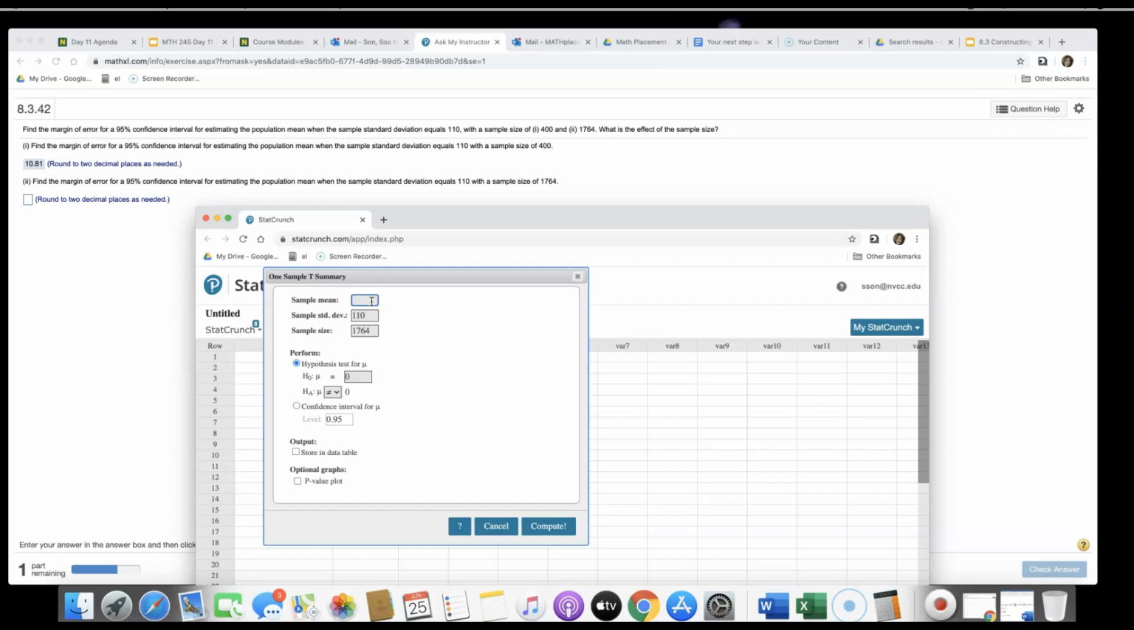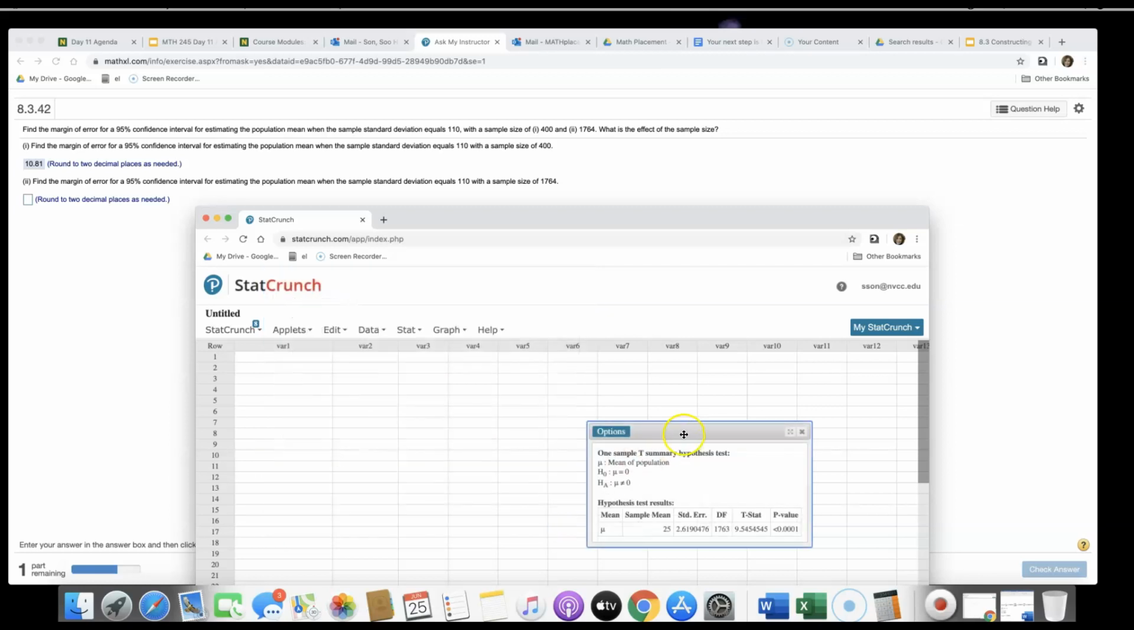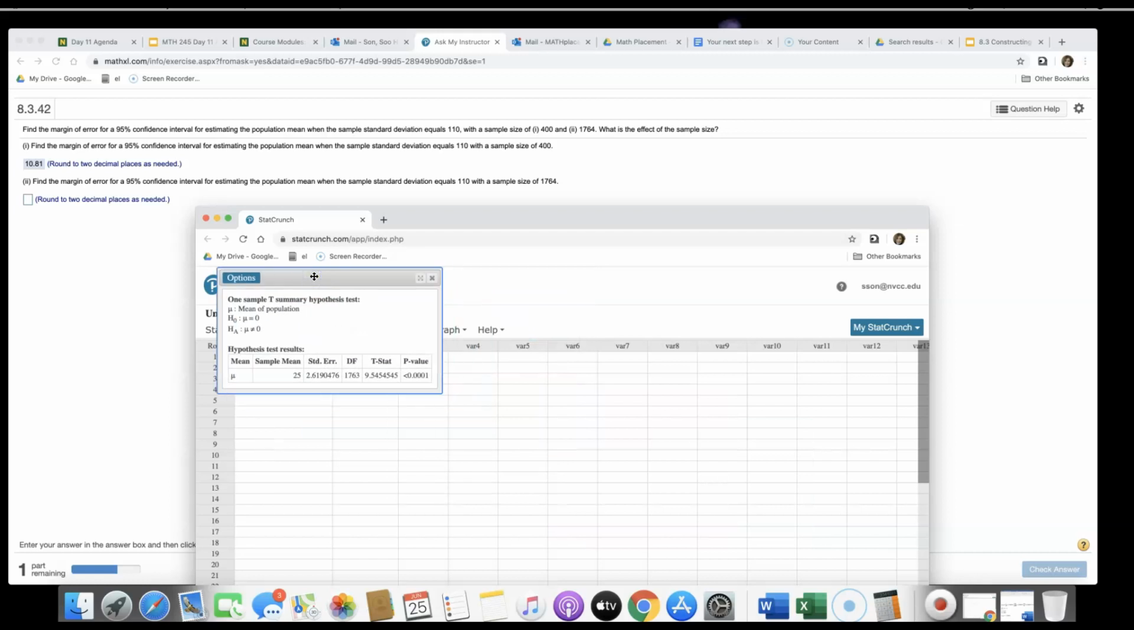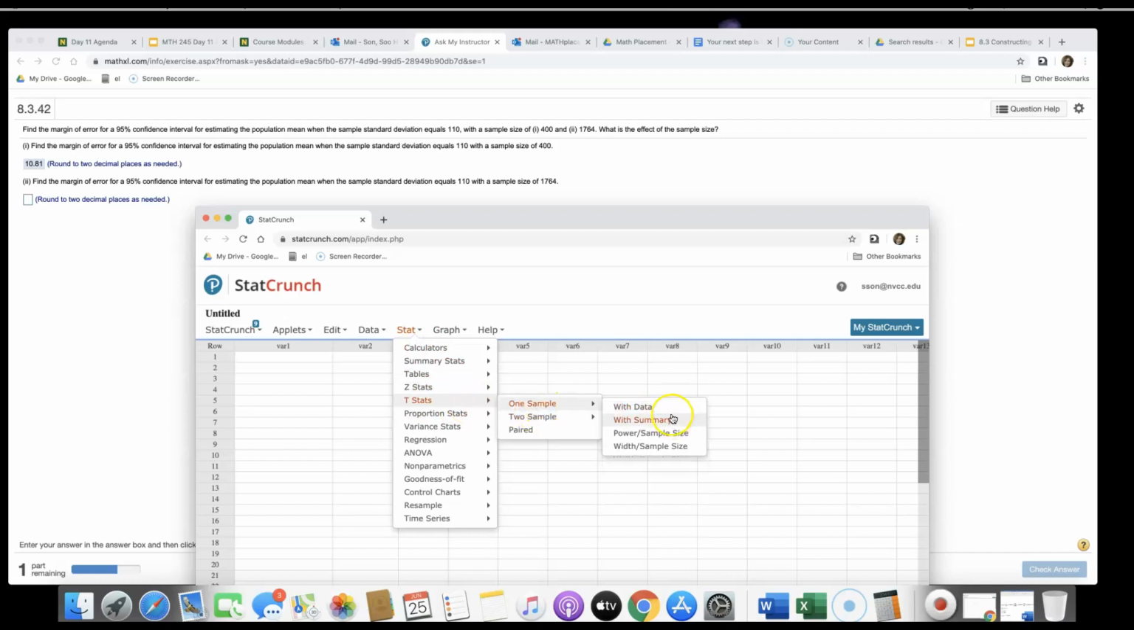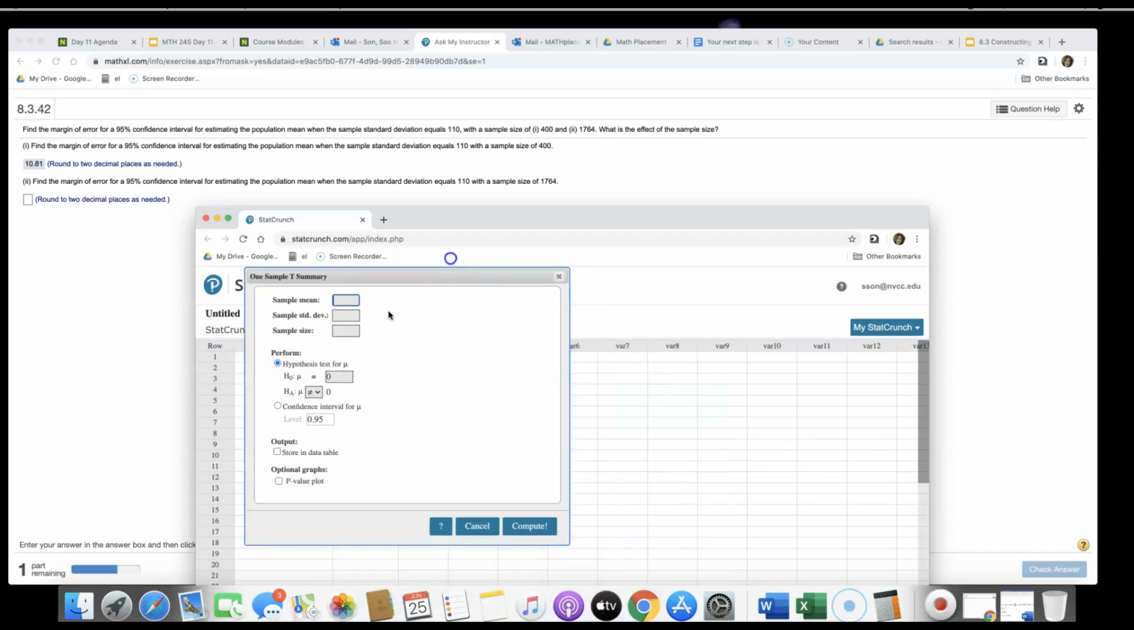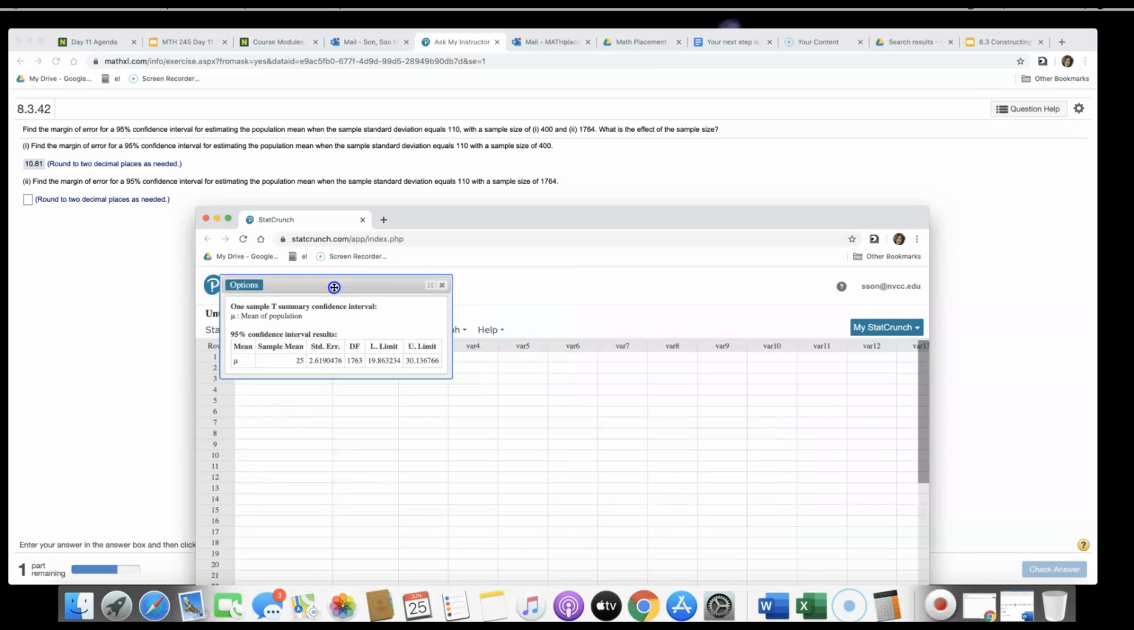What's today's date? Today is the 25th. So let me be random and put 25 there. And I'm going to just compute. Now, if I want to find, whoopsie, I accidentally did the hypothesis test. Let me go back and click on confidence interval, okay? I clicked on the wrong thing. Stat, T Stat, One Sample, With Summary, and then over here, let me just pick a random sample mean. Standard deviation was 110, and sample size is 1764. And then go ahead and click on confidence interval for mu, and they wanted 95%, so let's compute it.